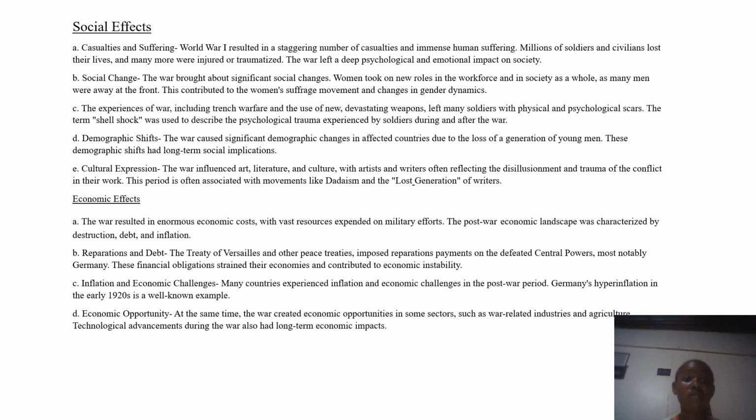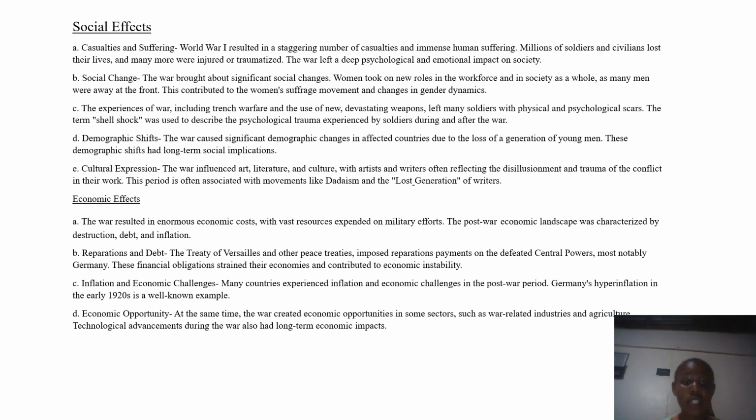There were also casualties and suffering due to death. Some people lost their families. There was social change, whereby women took the roles of men in society. The experience of war, including trench warfare and the use of new devastating weapons, left many soldiers with physical and psychological scars. Then we look at the economic effects of the war.